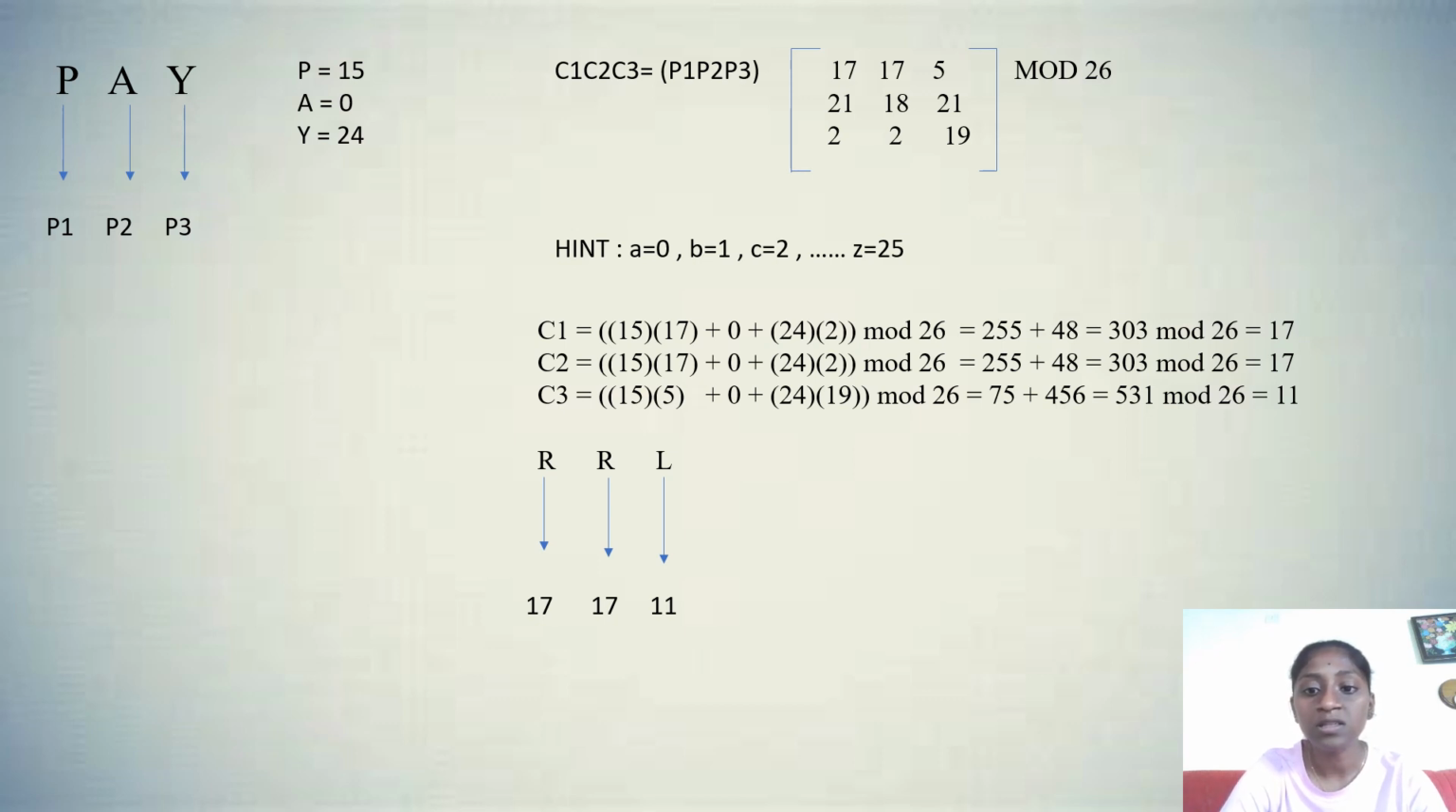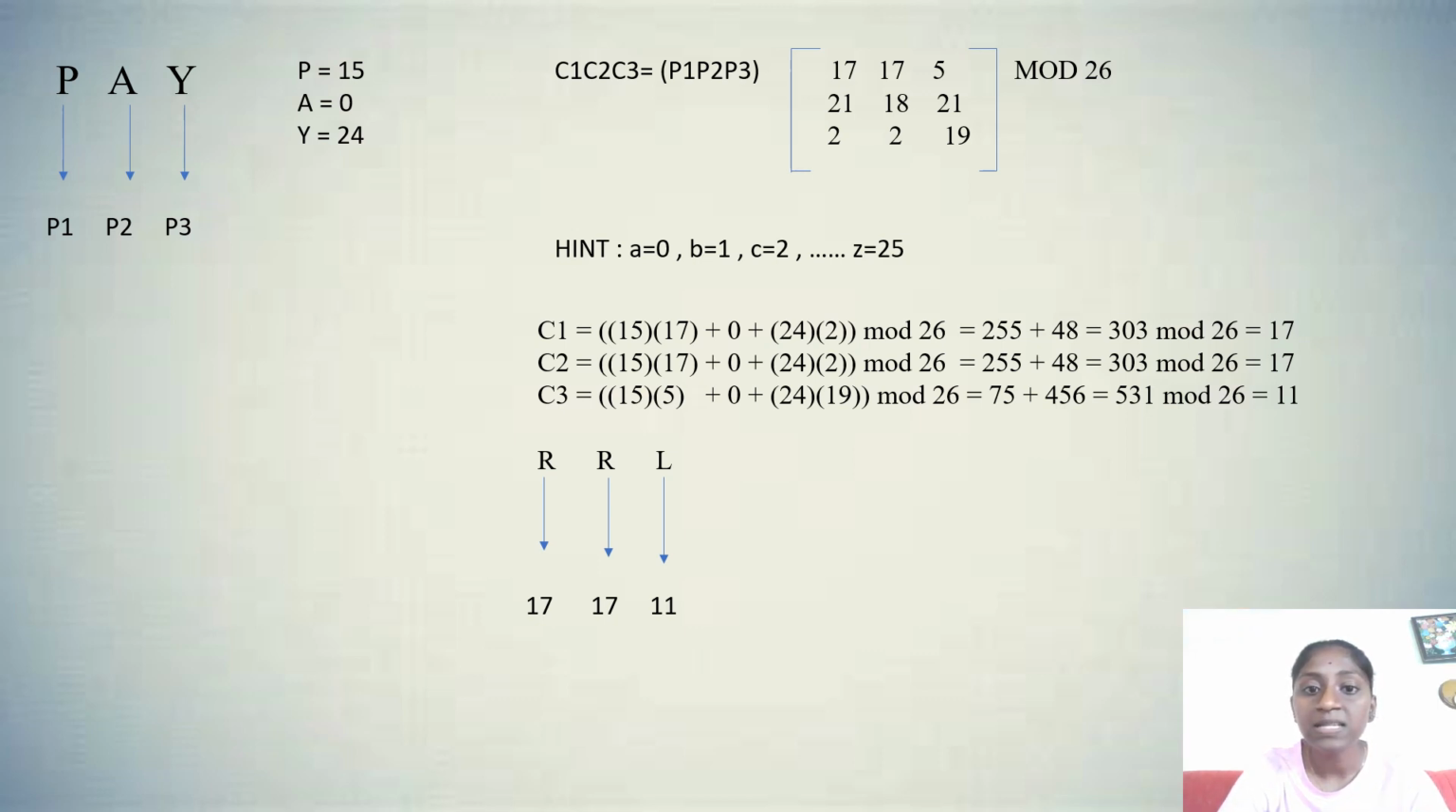Now we need to solve this as we have seen in the previous slide. In the same way we have to solve this problem. Now we have to do P1 into 17. P1 is nothing but 15, thereby 15 into 17. P2 is 0, and 0 into 21 is nothing but 0, and then P3 into 2. When we do this, we get a total of 303 mod 26, which is nothing but 17.